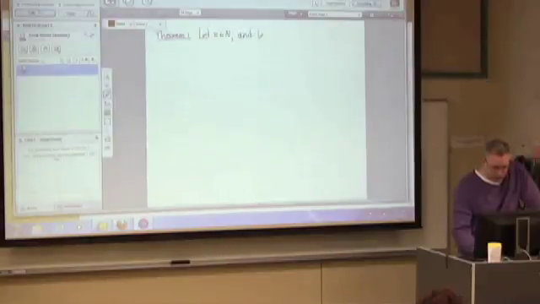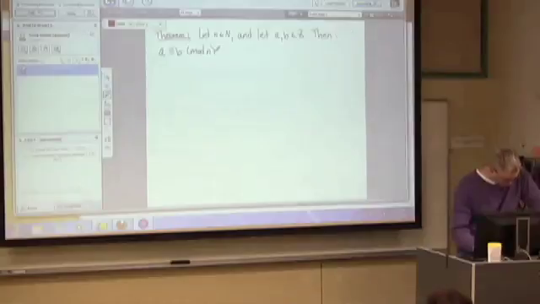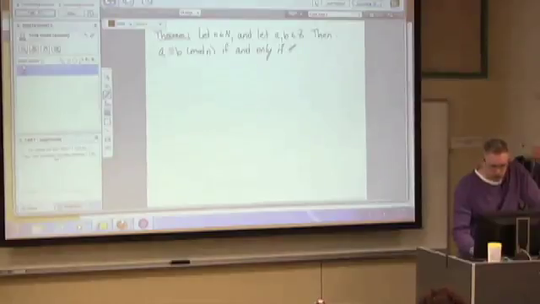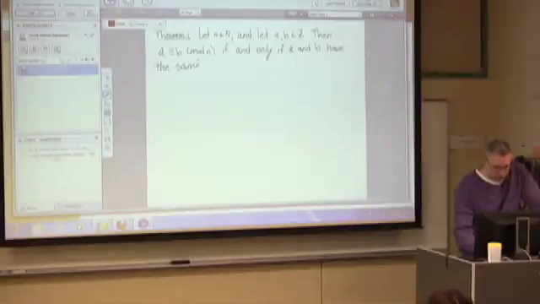And let A and B be integers. Then A is congruent to B modulo n, or mod n, if and only if A and B have the same remainder upon division by n.